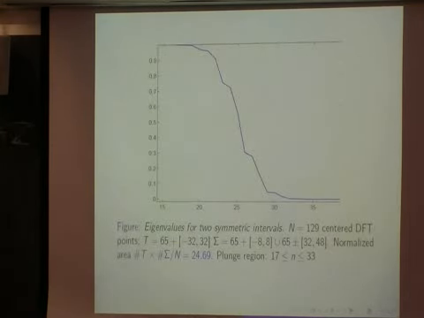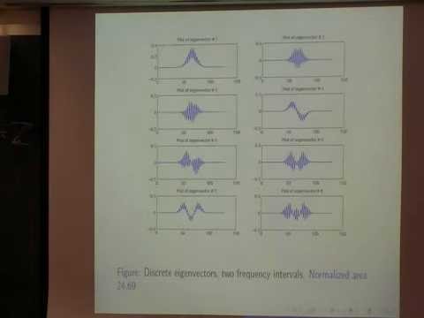And that's another example with a larger time frequency area. And those are the corresponding eigenvectors. The thing to take from this picture is simply the fact that you can see that the eigenvectors aren't corresponding to one or the other of the intervals. They're an amalgamation of energy spread over the two intervals in frequency.